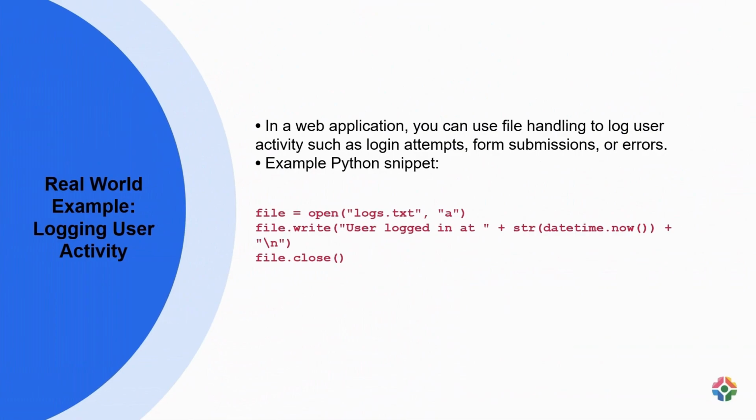File handling in web applications facilitates the logging of user activities like login attempts using text files. In the presented Python snippet, an open function creates or opens an existing logs.txt file with a mode for appending. Subsequently, the write function logs the user login event, including the timestamp obtained from the datetime module. Lastly, the close function terminates the file operation, ensuring proper handling. This approach is pivotal for tracking and analyzing user interactions, system performance, and identifying potential issues or security breaches.